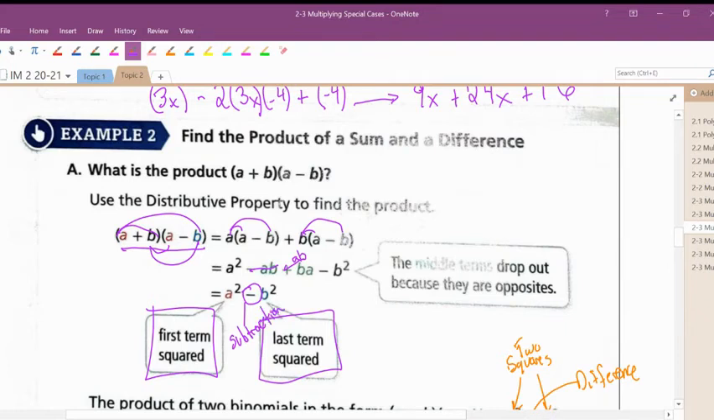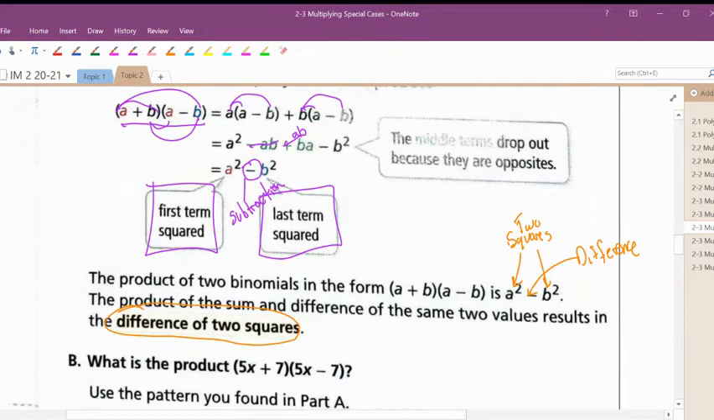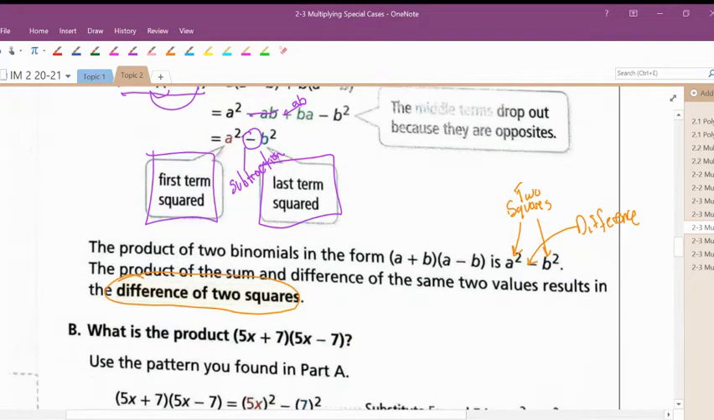Always. When we're doing the difference, well, here we go into it. The product of two binomials in the form a plus b times a minus b is a squared minus b squared, where we have a difference, a minus sign, because difference means subtraction, and we have the two squares, a squared and b squared. This is called the difference of two squares. This is super important for what we're doing in the upcoming chapters as well.